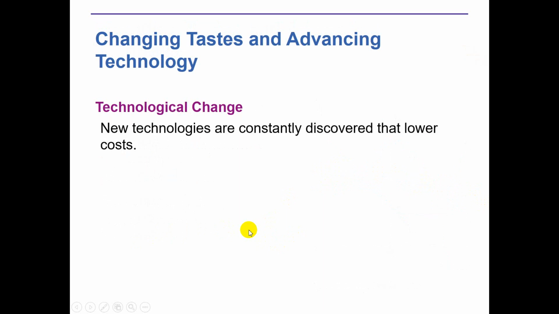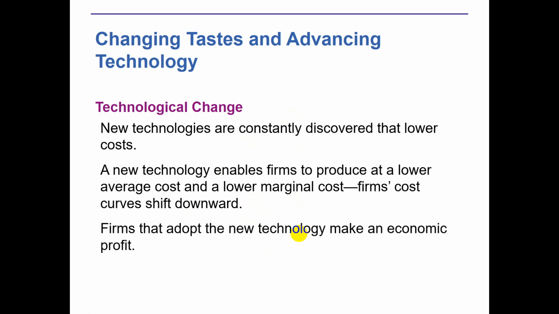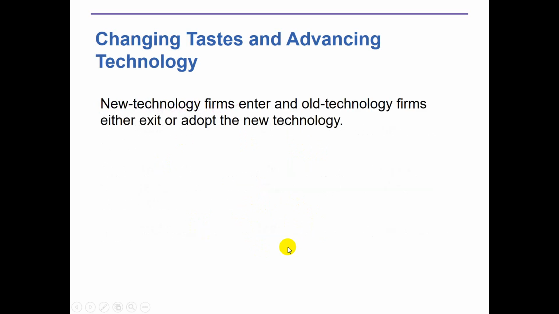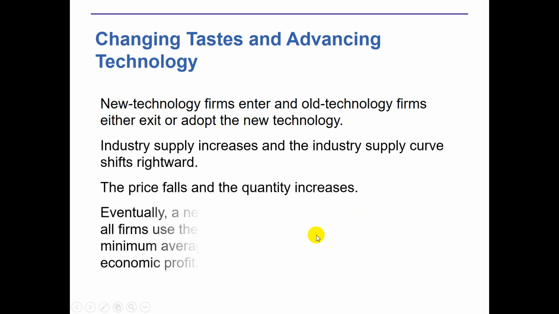What will be the effect of technological changes? New technologies are constantly discovered at lower cost. A new technology enables firms to produce at a lower average cost and a lower marginal cost. So the firm's cost curves shift downward. The firms that adopt the new technology make an economic profit. So new technology firms enter and old technology firms either exit or adopt the new technology. Because the industry supply increases, the industry supply curve shifts outward. So the price falls and the quantity increases.